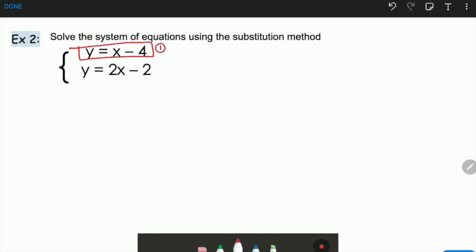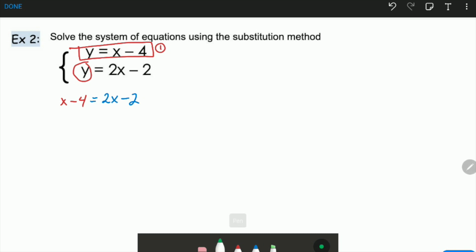For the second step, we go to the other equation, and we're going to replace the y with what the first equation says y is equal to. So the first equation says y is equal to x minus 4. So we replace the y in the second equation with x minus 4. The other side just comes down. Essentially, if both equations have y by itself, you just set the equations equal to each other.